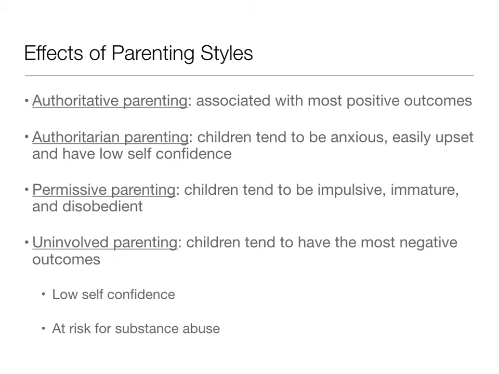And so we don't see the same level of negative outcomes. Permissive parenting, these children tend to be impulsive, immature, and disobedient. They don't know what the rules are because they really never had any rules, which makes it hard to make good decisions, to develop maturity, and to know how to follow rules if you don't have any.